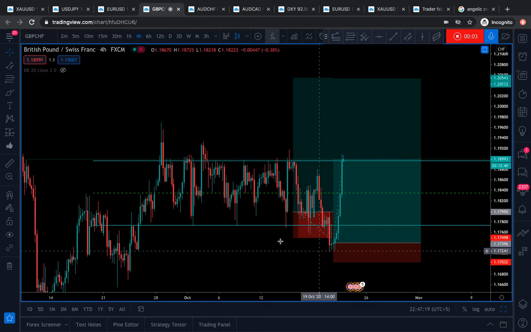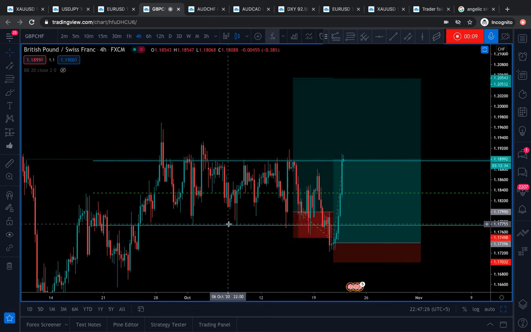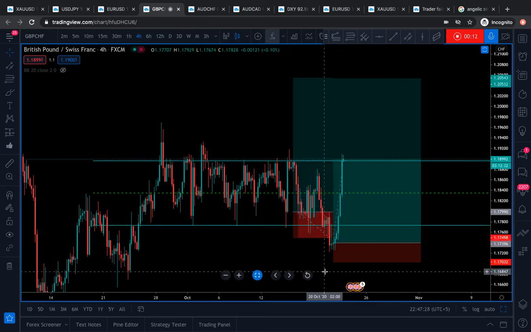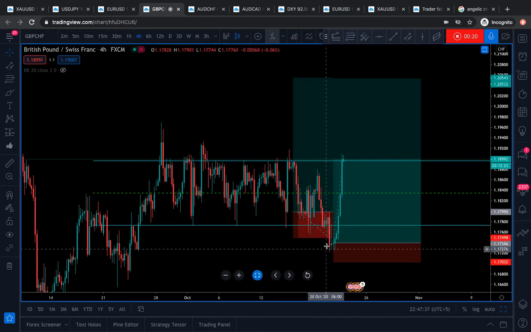Awesome. GBP CHF. Wow. We took the first trade over here and had a loss of 49 pips. As you know, the GBP pairs want you to take all your liquidity and then move to the target. I was expecting this support to hold, but everybody in the world was expecting it, so they have to take it out.